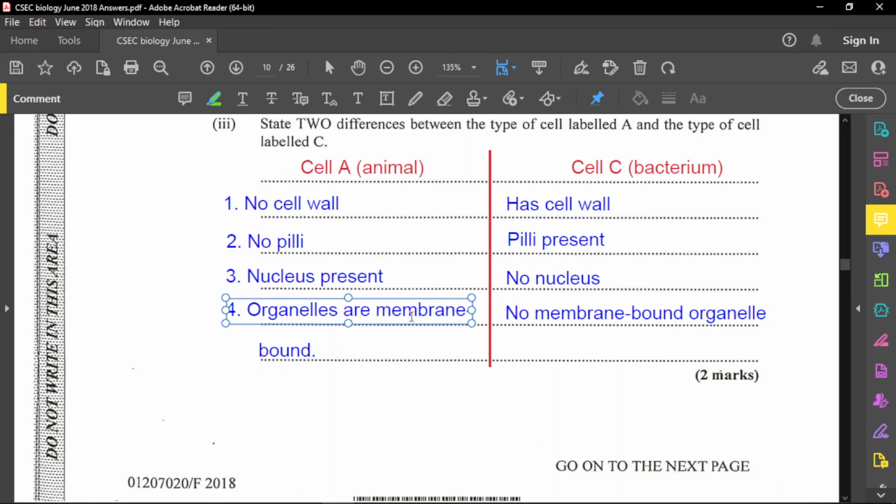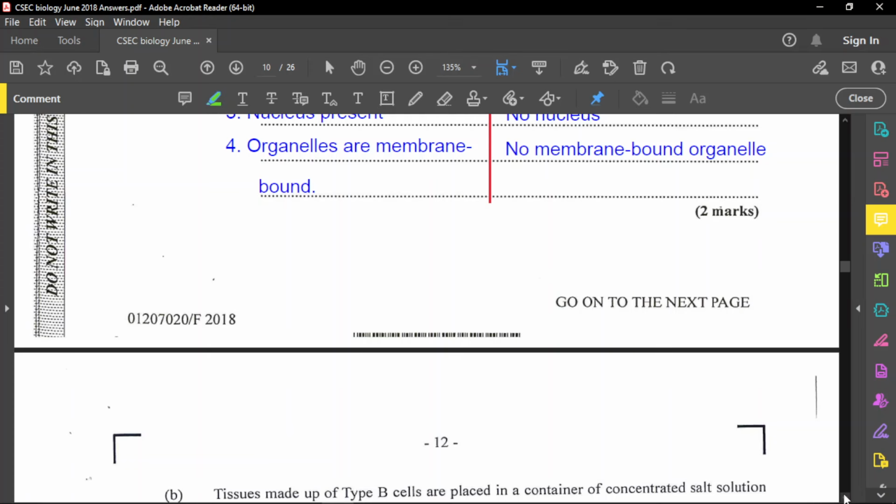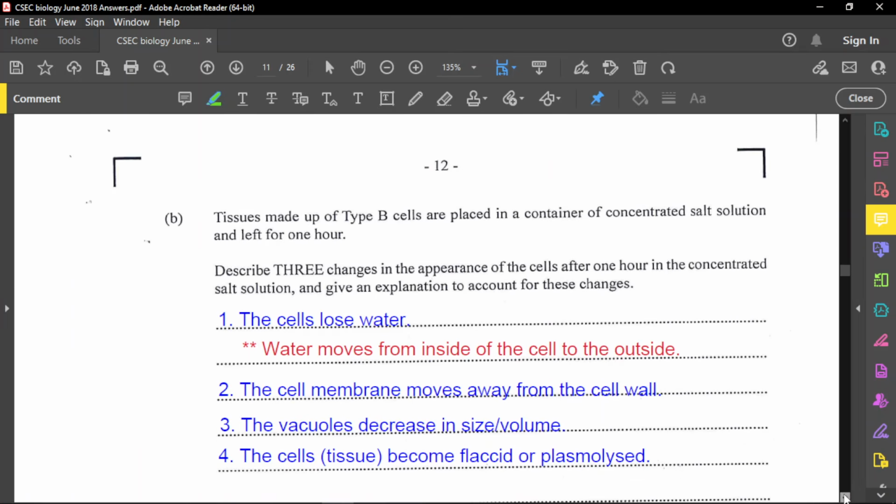All right, and the point to note here is that in animal cells, which are eukaryotic cells, the organelles are surrounded by membrane. So they are membrane-bound organelles. And in the bacterium cell, which is a prokaryotic cell, there are no membrane-bound organelles. All right, and just to know the difference between prokaryotic and eukaryotic, that's pretty much what they ask you here. And once you know that, you're straight.